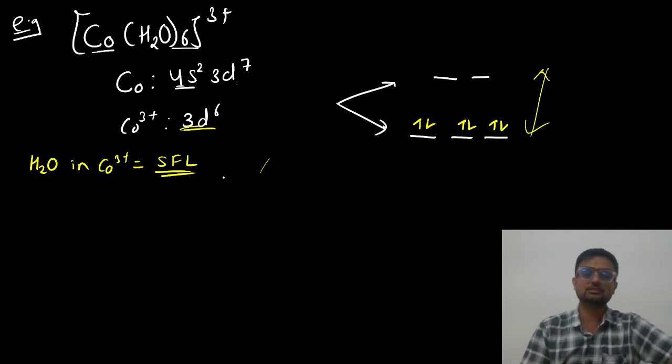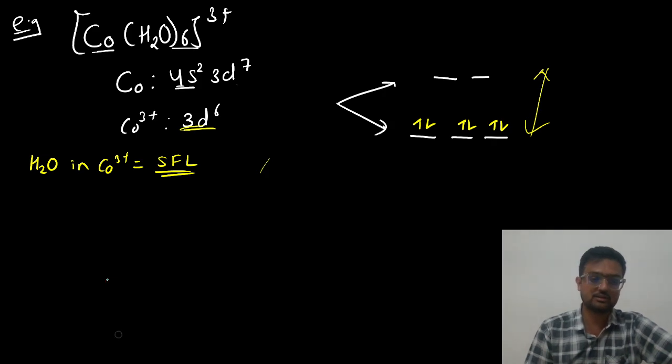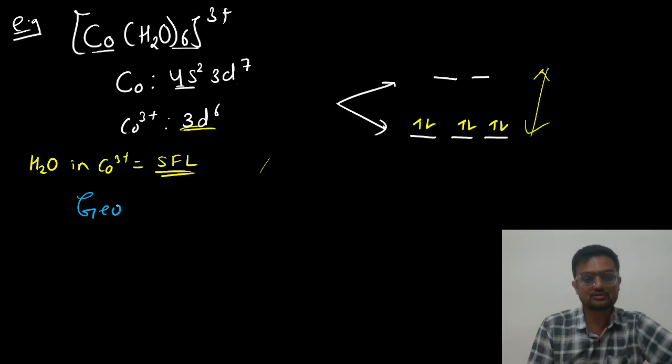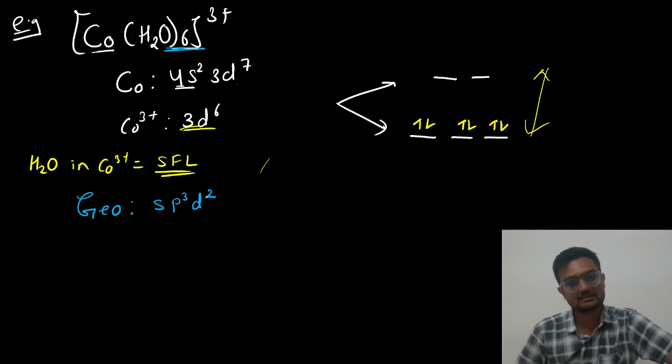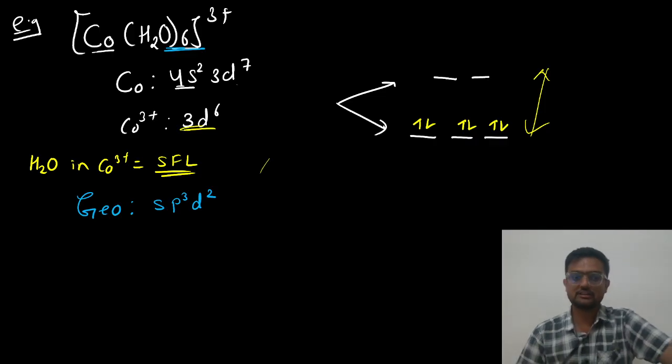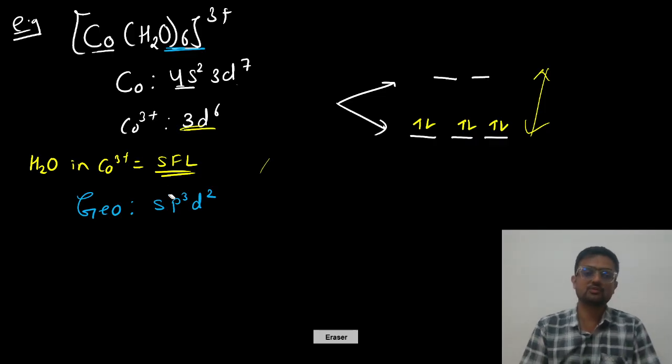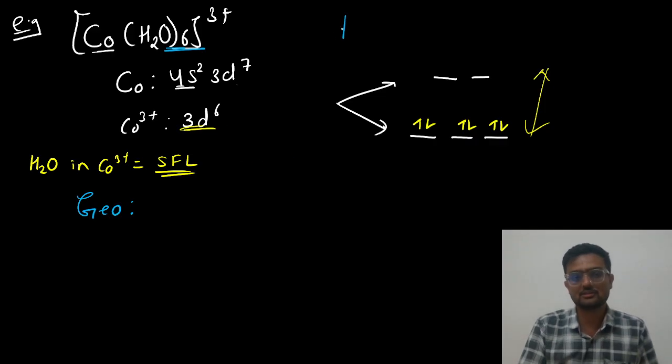Now, what can they ask you? Look, one, they can ask you the geometry. Let's say they are asking you about the geometry. What is the geometry of this one? It is 6, so it will be sp3d2, okay? And d2sp3 basically. To find the geometry we have to go with VBT. Okay, I'll explain the geometry also. It will be d2sp3 basically.